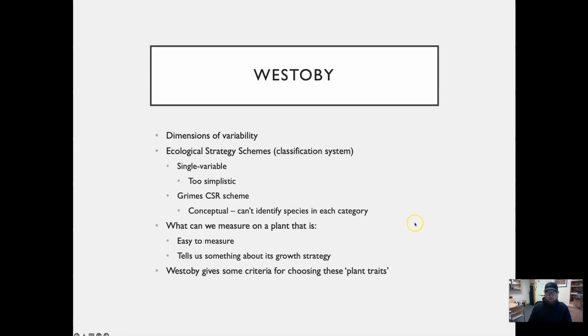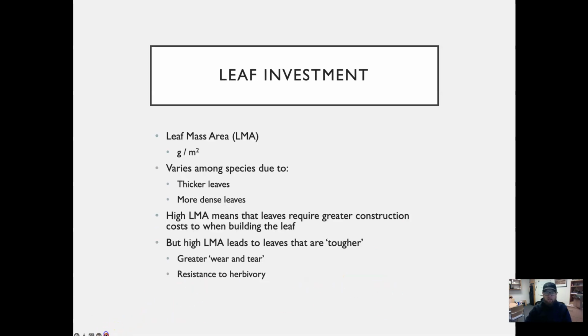So we're looking for ways to measure something easy that tells us about the growth strategy of plants. And so this would be a plant trait, and Westoby talks a bit about some of those criteria that we might use to identify plant traits. But one of the traits that meets those criteria is leaf mass area, or specific leaf area. Leaf mass area is grams of dry biomass divided by meters squared of hydrated leaf area. Specific leaf area is just the inverse of that. It's leaf area divided by biomass.